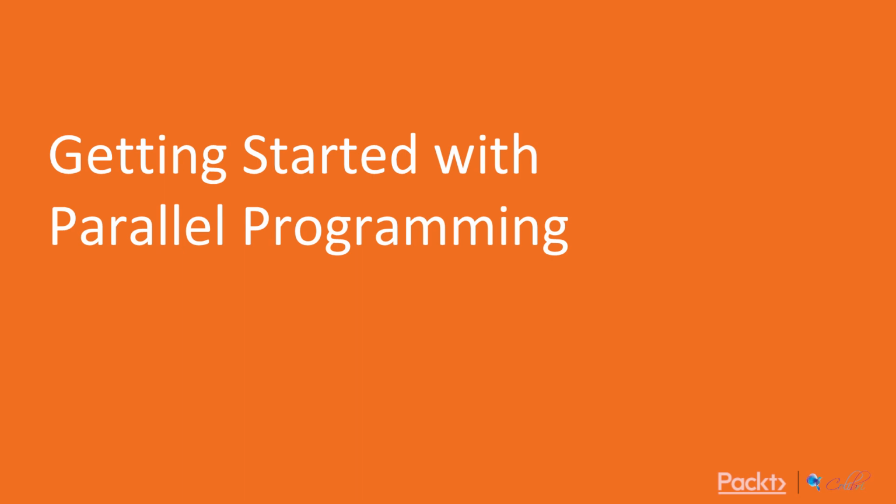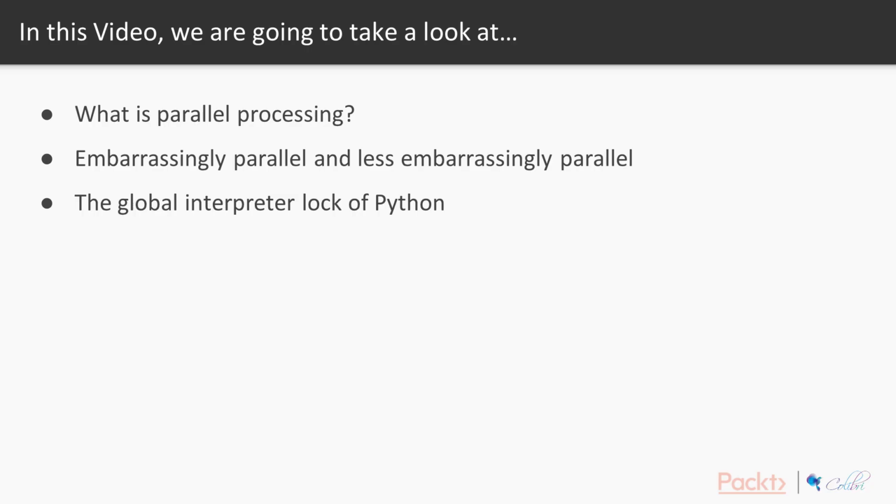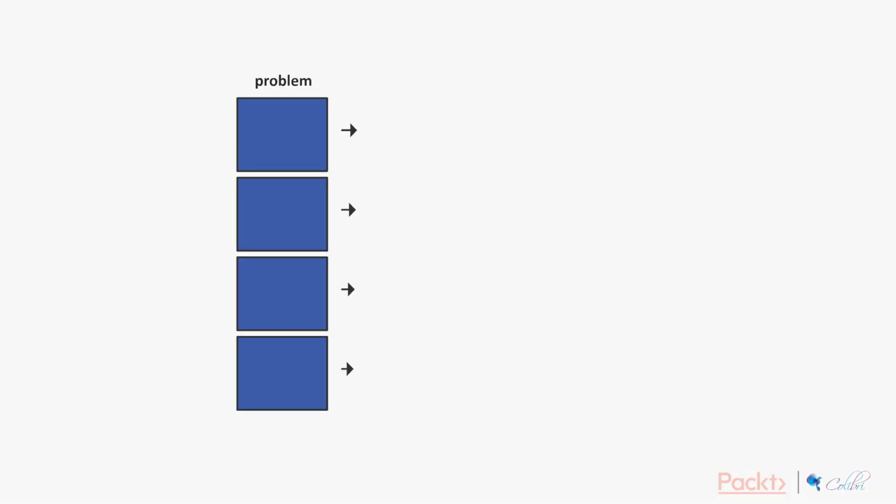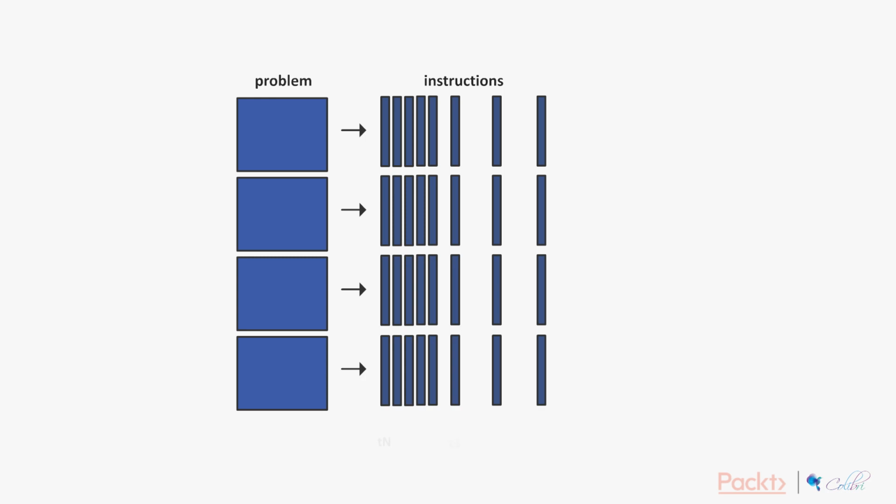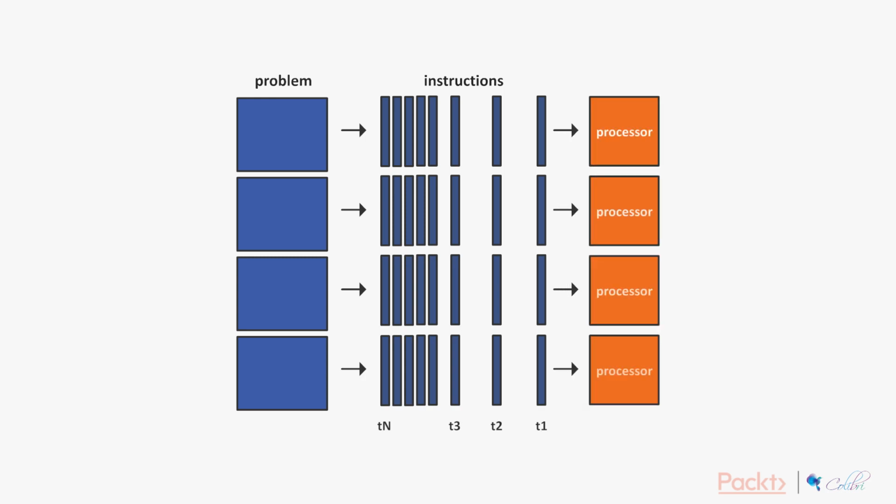First things first, let's have a quick chat about what parallel programming is about, the core concepts. We're going to talk about this in 3 different steps. So we have what is parallel processing, and then we talk about embarrassingly parallel programs and less embarrassingly parallel programs, and then we talk about the global interpreter lock of Python. So with parallel processing using multiple cores, we can increase the speed of our programs by dividing a problem into independent subunits and using multiple cores in our CPU to solve those subunits in parallel.